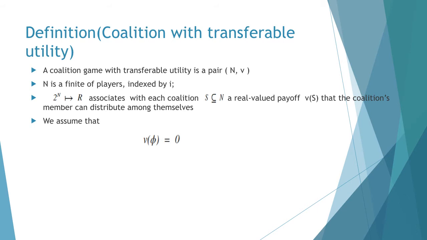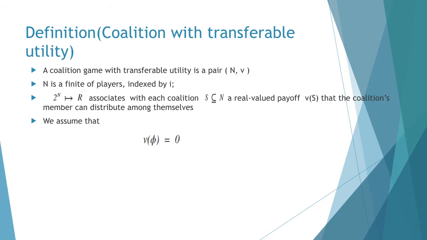Hello, this is Daocheng Yang. Here I will introduce the Shapley value and the core in a coalition game. First, let's make an assumption of transferable utility. It means that the payoffs may be redistributed among a coalition's members. For example, if the payoff is money, it is possible to divide that money among a coalition's members.